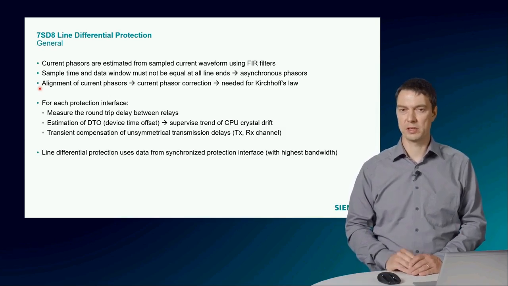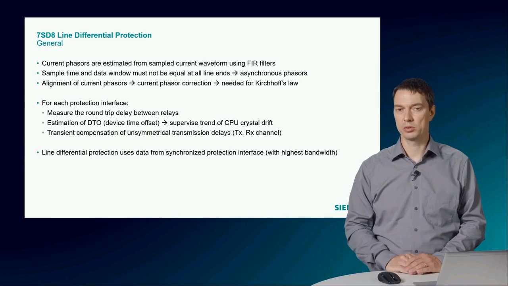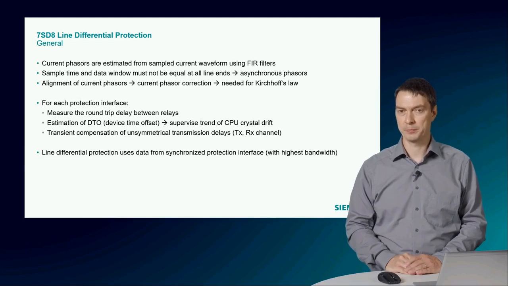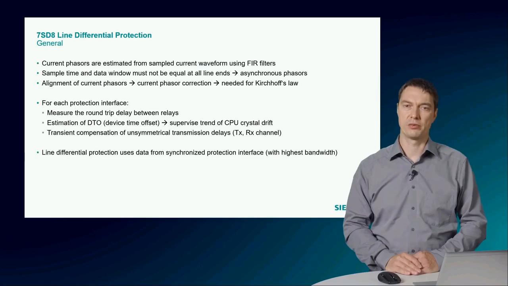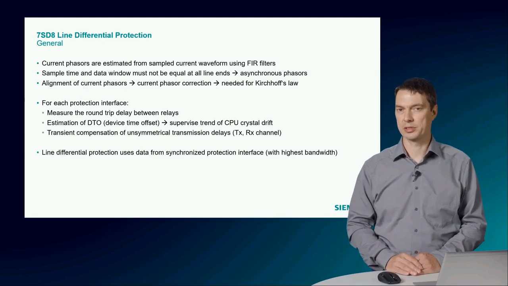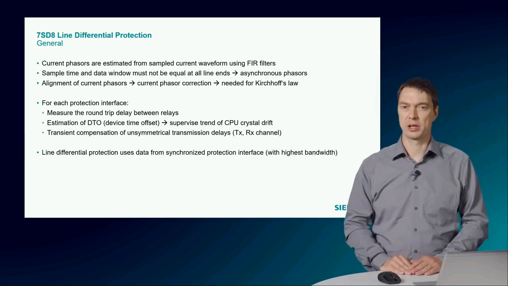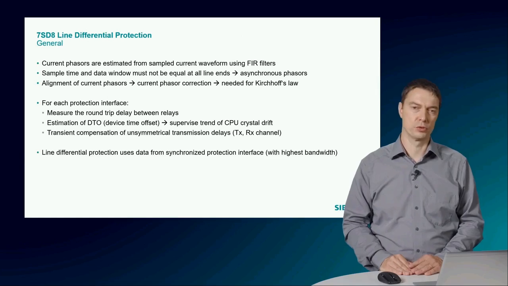For each protection interface, we measure the round-trip delay time between the relays and also the device time offset, DTO. I will shortly explain what that means. The drift in the device time offset is also measured. This means that we also calculate the difference of the used crystal oscillators of the main CPU, which gives you a microsecond accuracy. In case of communication channel rerouting in switched networks, a transient asymmetry can occur. This is detected automatically and compensated for a given duration.